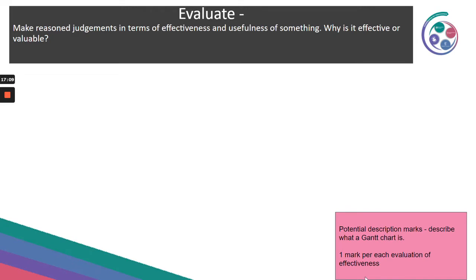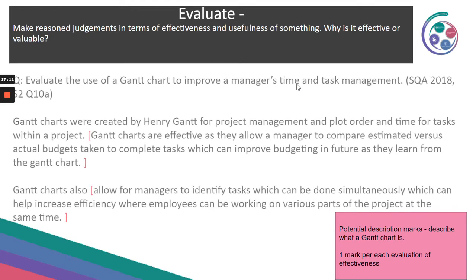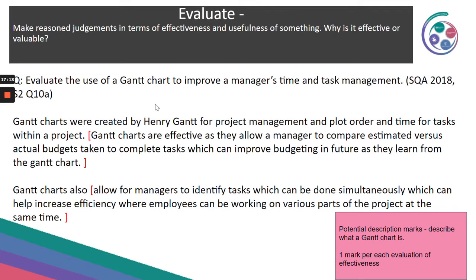So we are going to look at an example from the 2018 paper. Evaluate the use of a Gantt chart to improve a manager's time and task management. Now, time and task management has not been assessed in the 2022 exam, but within that support document, Gantt charts are highlighted under evaluating business information. So I thought this would be a good way to revise the use of Gantt charts.